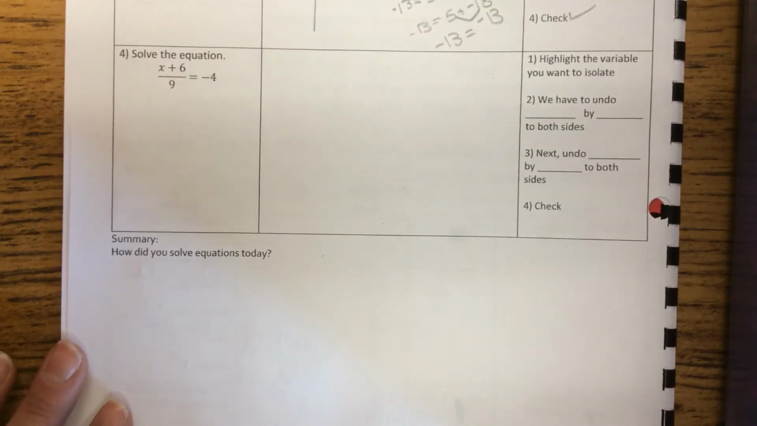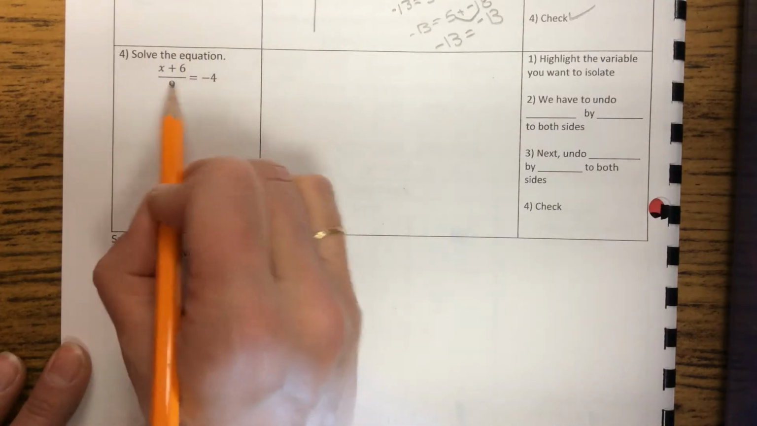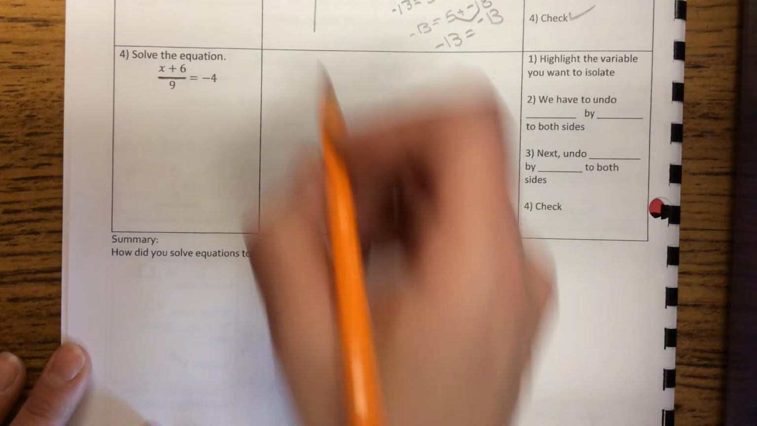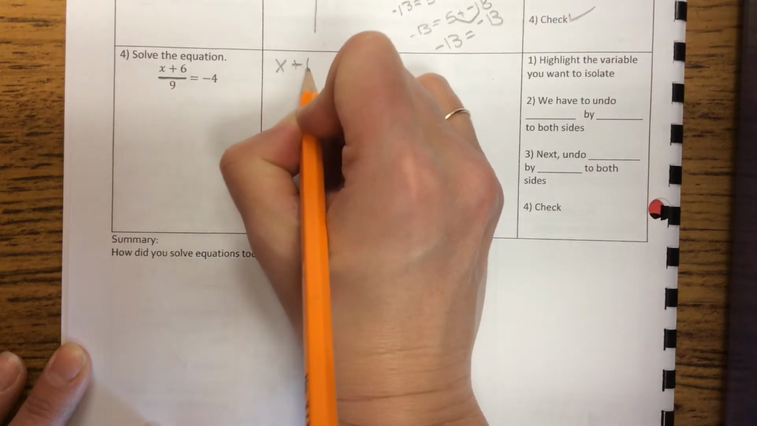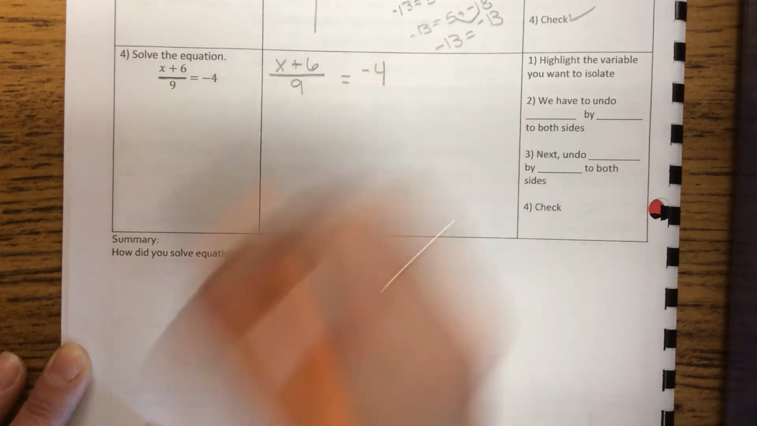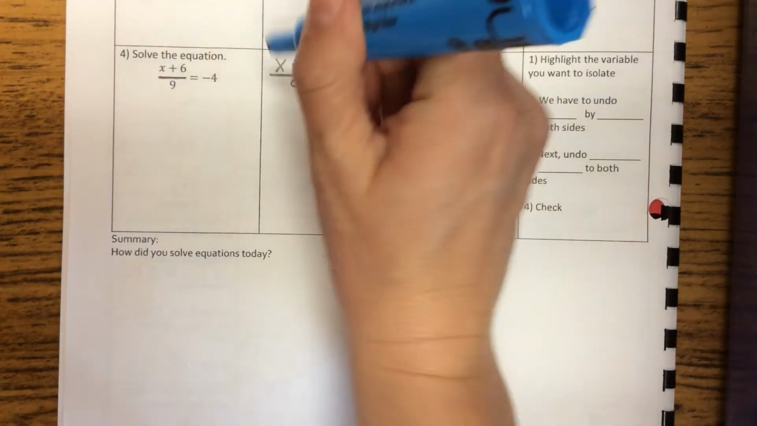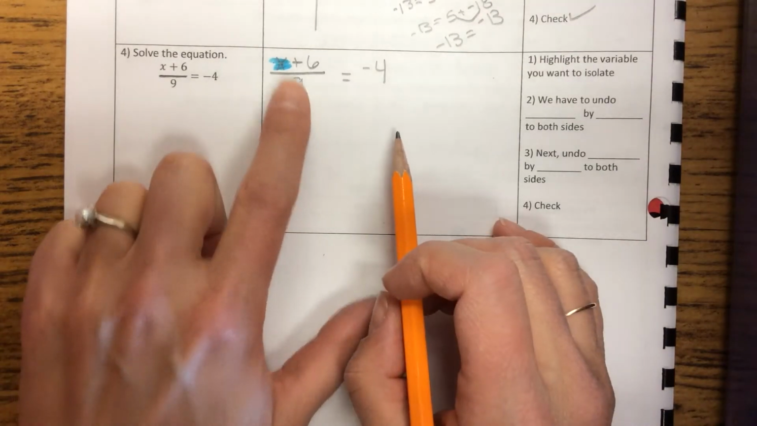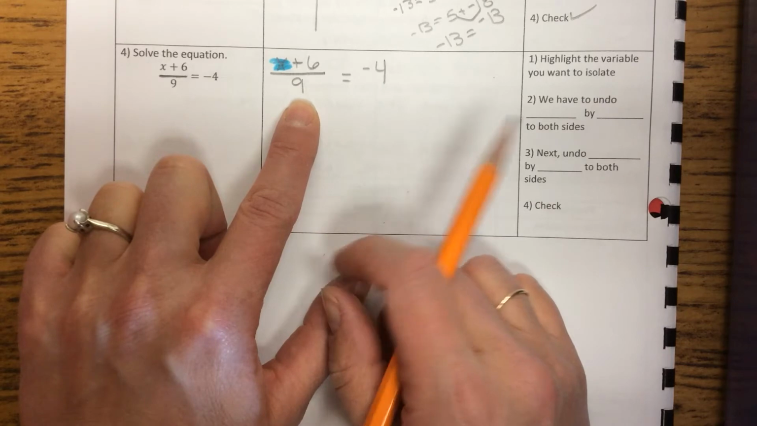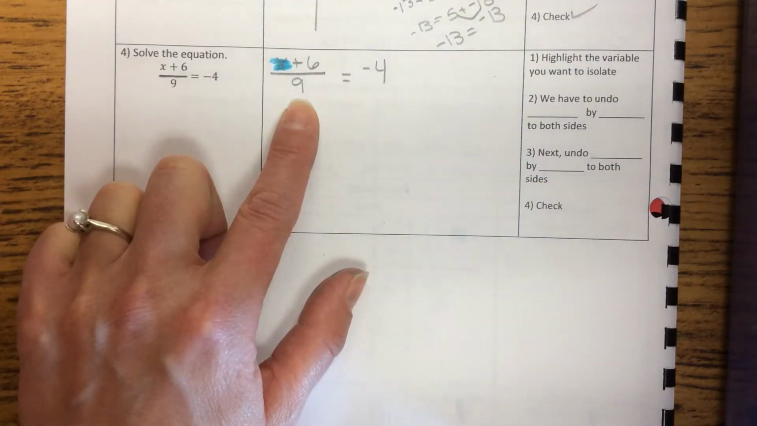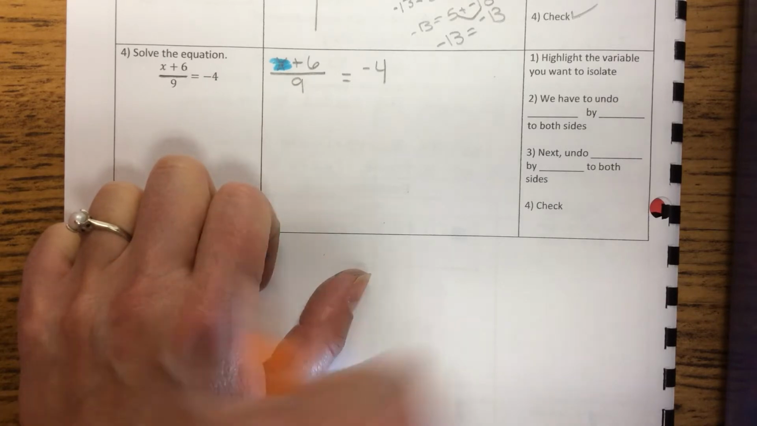All right, our last example says solve this equation, and you might notice right away this looks a little different. Remember, this fraction line means divide. So I have x plus 6 divided by 9 equals negative 4. Okay, I'm going to highlight my variable here. And the first thing I want to do in this problem is get rid of this divided by 9. These two are kind of together up on top. They're going to stick together for a little while longer. We're going to get rid of this bottom one.